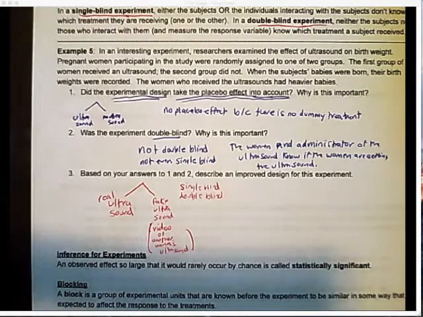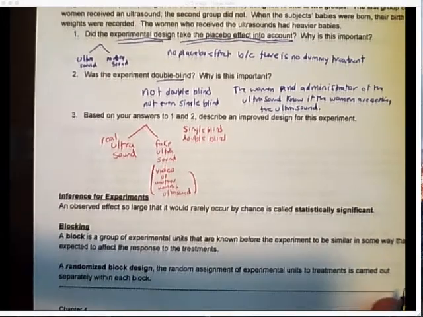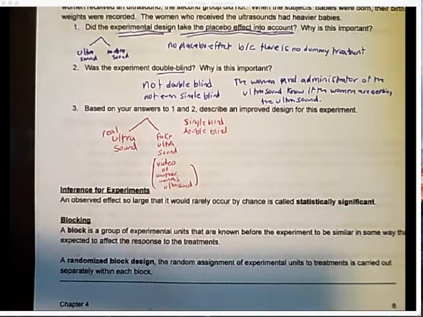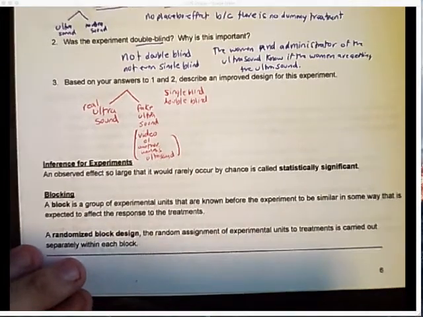So going on to the next part, inference for experiments. It says an observed effect so large that it would rarely occur by chance is called statistically significant. We'll get more into this as we go along. Okay. But one method to help us with control is called blocking. So a block is a group of experimental units that are known before the experiment to be similar in some way that is expected to affect the response to the treatments.